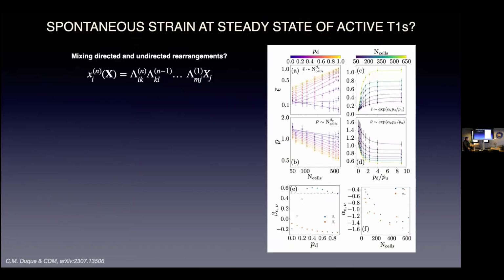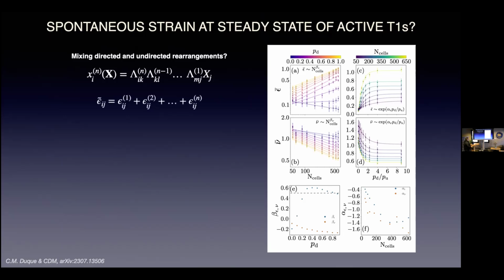And so that's where we hit on the idea of mixing these directed and undirected rearrangements, right? Just ignore the plots on the right for a moment. If we have some state, some positions in the system, and we apply a whole bunch of undirected rearrangements over and over again to our original state, in the reference space, the target space.